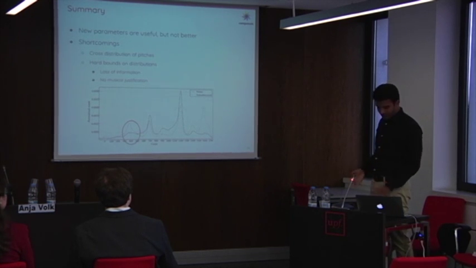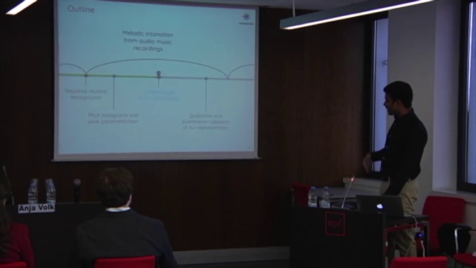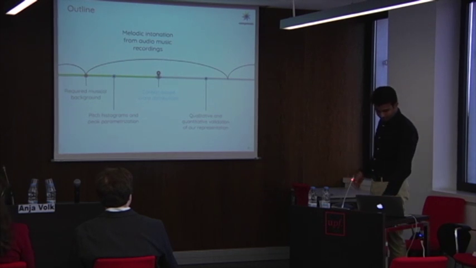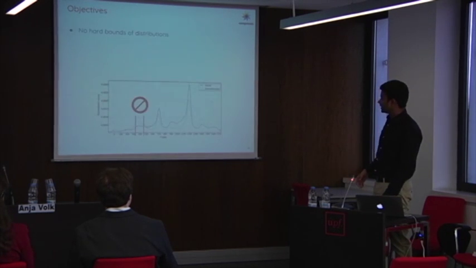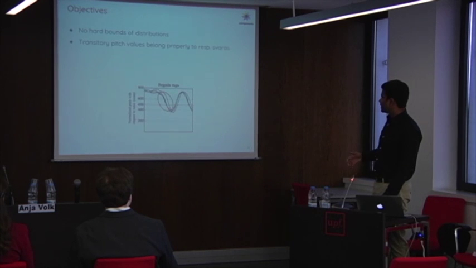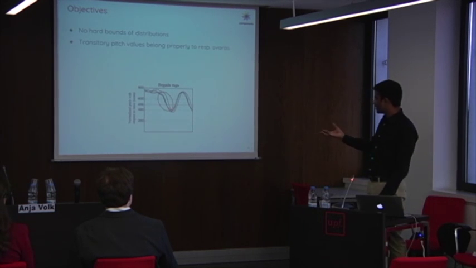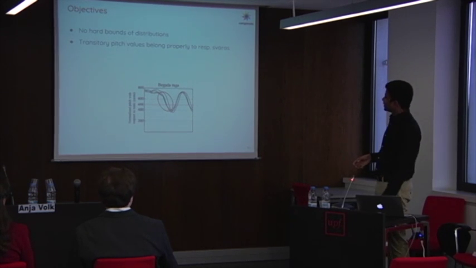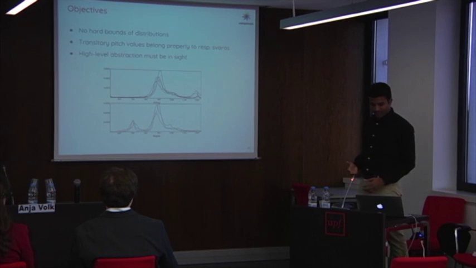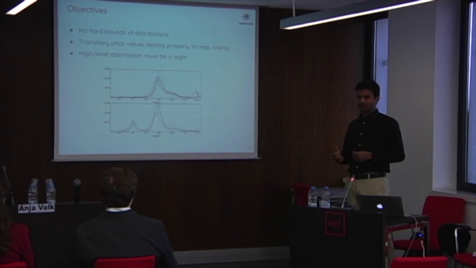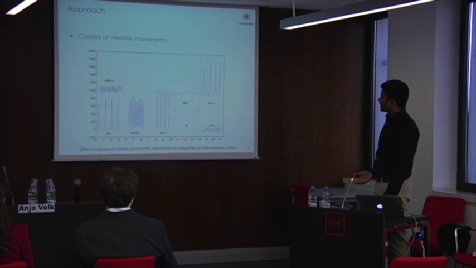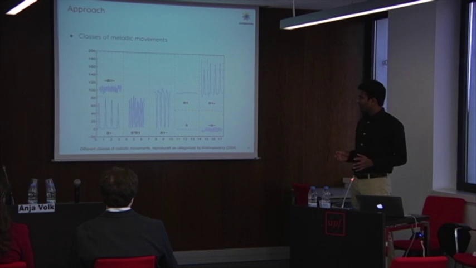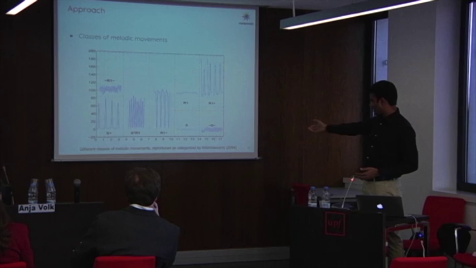So clearly there are several issues with this method, and that's where we propose a new approach to handle some of these things. Clearly, there should be no hard bound on distributions, and the new method should be able to allot all these transitory pitch values to the respective swara distribution. Another clear objective that we defined in the beginning is to have a high-level abstraction that should be extractable from this representation. So we began looking at different classes of melodic movements that exist in this music, and these are what are summarized by Krishnaswamy.